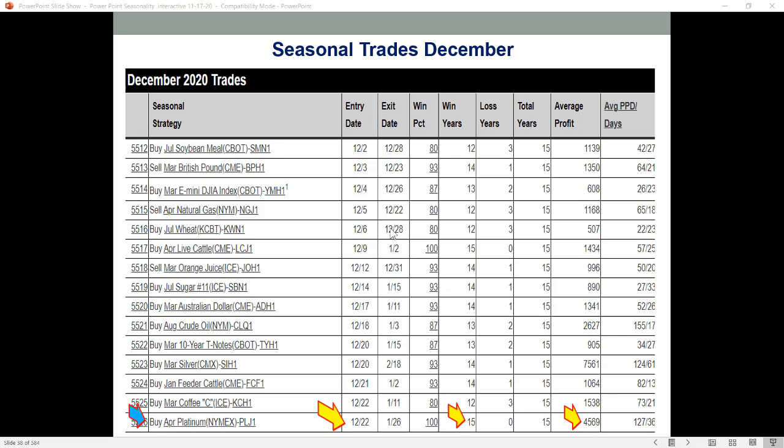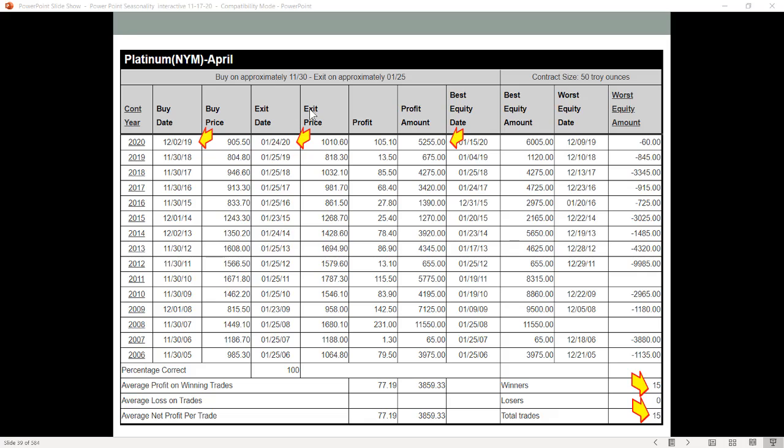Now the next thing I'll show you is the charts and what they look like on this seasonal trend. But before I show you the charts, here's, for example, last year. This was December the 2nd, 2019, entry on the 2nd of December 2019, out on the 24th. And this last year, using the futures contract, if you did one futures contract, you made $5,200. All right, so that's 15 out of 15 years.